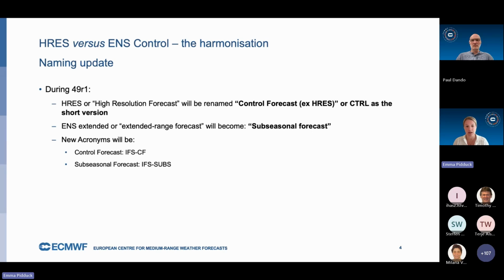The other renaming is that the ENS extended, or the extended range forecast, which is the 46-day forecast, will now be called the sub-seasonal forecast. So if you see these new acronyms, IFS CF, this is the control forecast, which used to be the high-res, and sub-seasonal forecast is IFS subs. You will start to see this changing on our website, in documentation, the catalog, and things like that. Just please be aware, and if in doubt, you can ask what it used to be called or what it refers to.